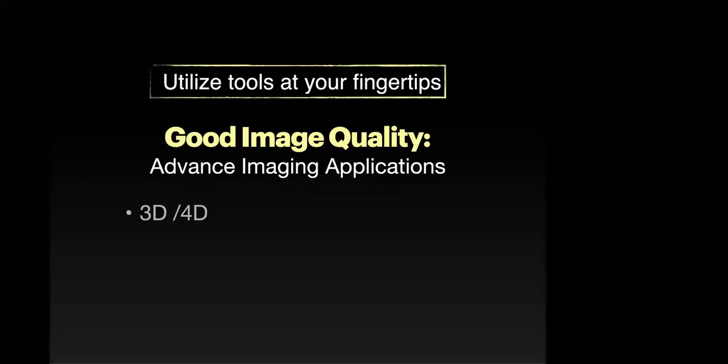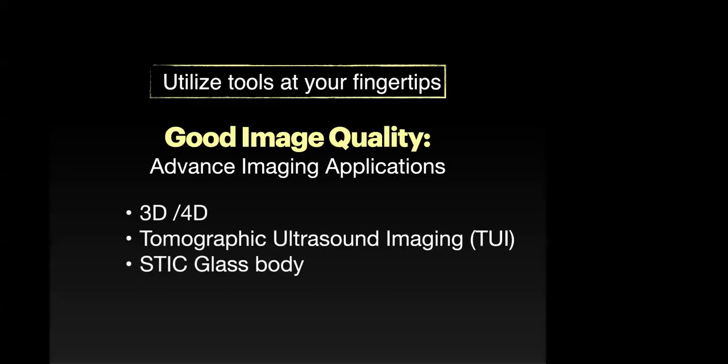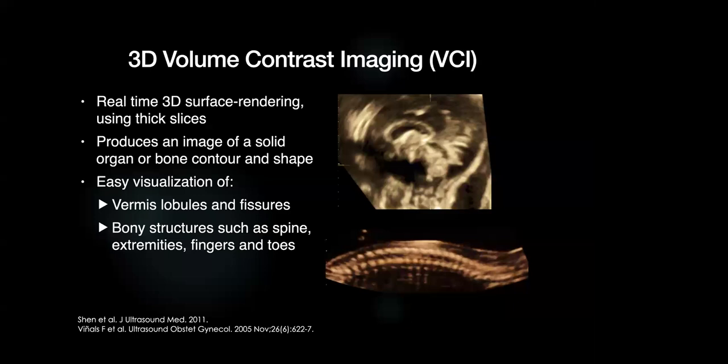All right, so now moving on to almost the last part, where good image quality means really utilizing the advanced imaging applications. If this is available to you, industry is really working hard to ensure that we get the proper tools. So utilize your 3D, 4D, tomographic ultrasound imaging, glass body, volume contrast imaging. These are some of the examples, but I will not go through all because I'm probably going to exceed my time. Volume contrast imaging is available on all your ultrasound machines, even the older models.